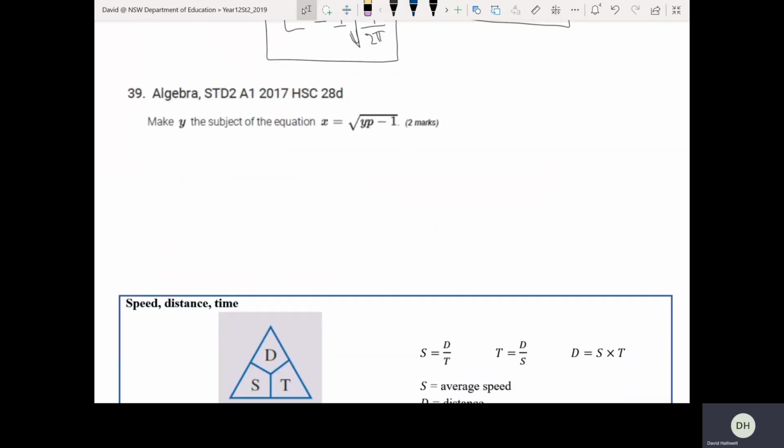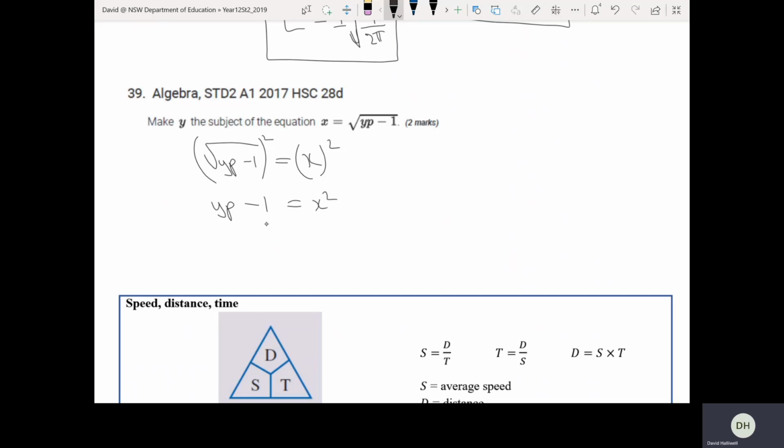Make y the subject of this, so y is over here, so we're going to switch sides. Okay, so we've got this big square root. Okay, if you've got a square root on one side, you need to undo it. What's the opposite of square rooting? Squaring. We take both sides and we square it. Okay, so if you square a square root, it goes away. And x squared is, well, it's just x squared. You don't need the brackets there. If it's just one term squared, you don't need the brackets.